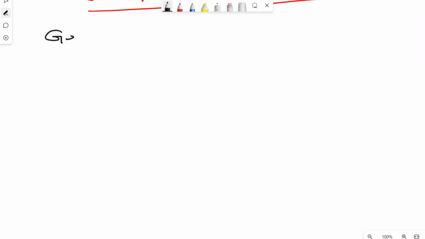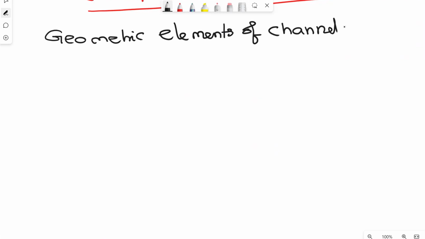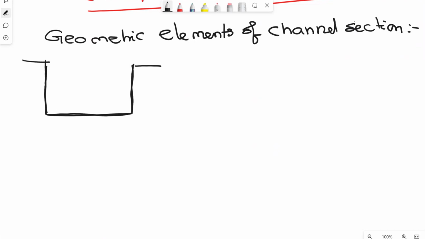What are the various geometric elements of a channel section? We are taking only defined geometrical sections here, because this being an undergraduate course, I take only defined ones. First one, I take rectangular. Please focus on these points, because in the exam the problems will be on this only. These geometric elements are very, very crucial for calculating.